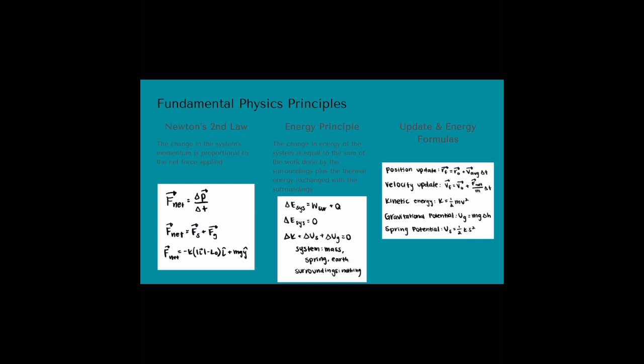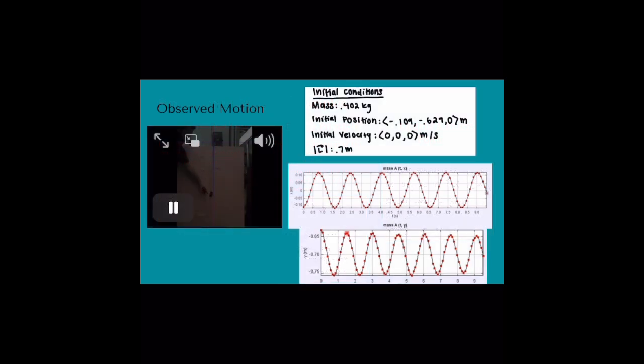In this lab, our system is the mass, spring, and earth, and the surroundings are going to be nothing, as we are going to say that this system is isolated. And then finally, here are some formulas we'll use, including the position update, velocity update, kinetic energy, gravitational potential energy, and spring potential. Now here we have the video used in the Tracker software.